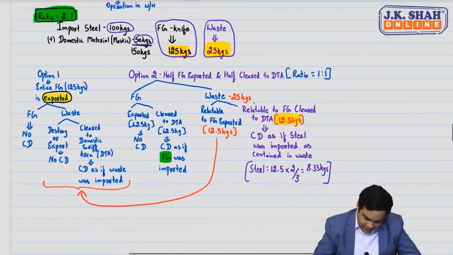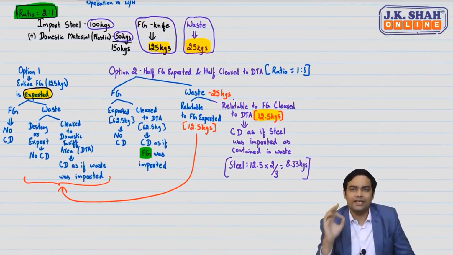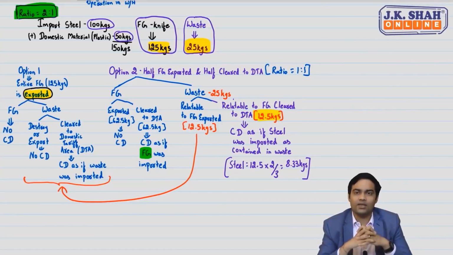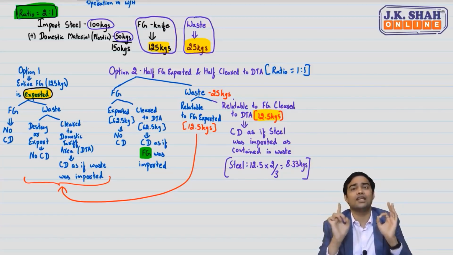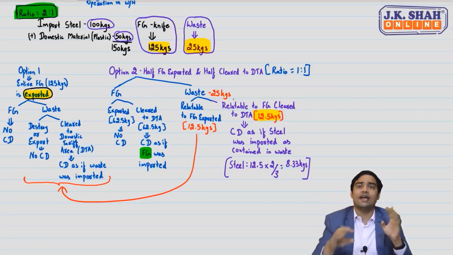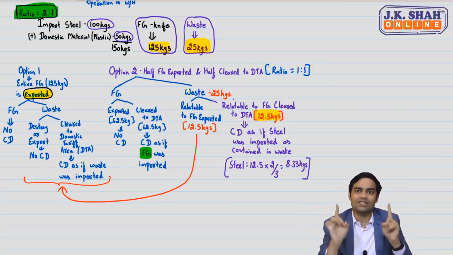I'll make it very simple for you. Listen to me very carefully. If you are meeting the object with which government has come up with this entire scheme, that is exporting the finished goods, then government is ready to give you a benefit. But if you clear that finished goods in DTA, then to the extent you have cleared finished goods to DTA, waste relatable to that will suffer custom duty as if steel was imported. Whether you destroy, export or do anything with that waste, it will suffer custom duty as if steel was imported.